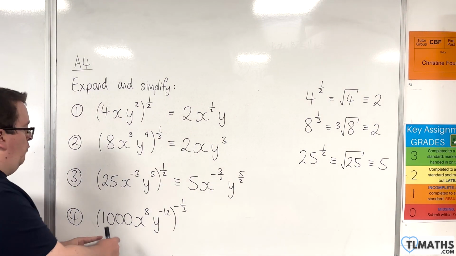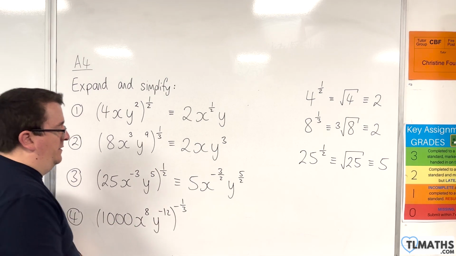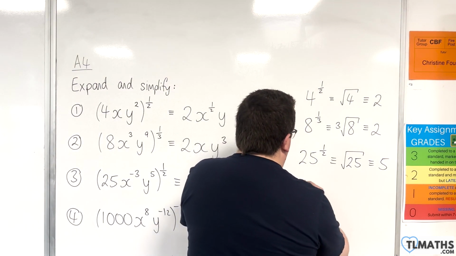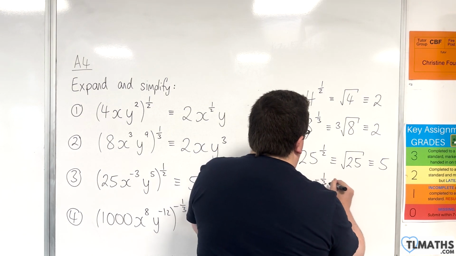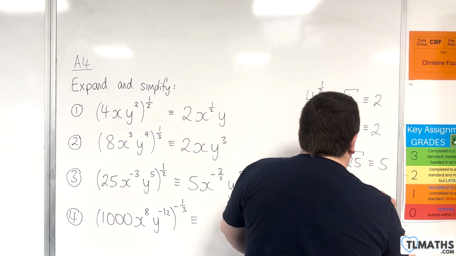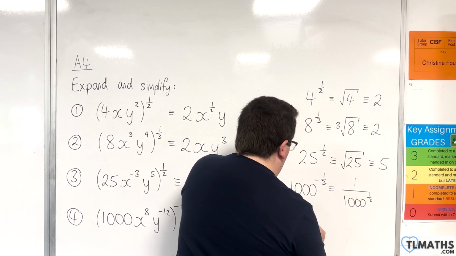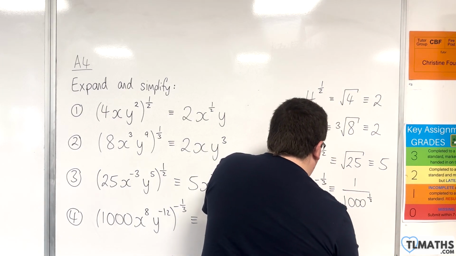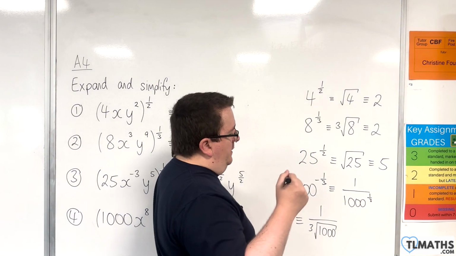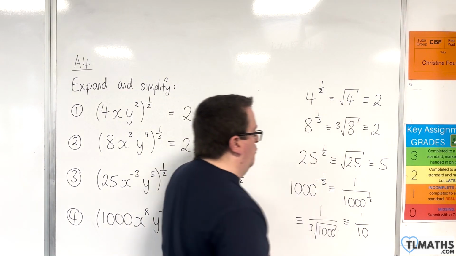And the last one, we have 1000 x to the 8 y to the minus 12, all to the power of minus 1/3. So first of all, what is 1000 to the power of minus 1/3? Now remember, that minus sign means 1 over. And so we have 1 over 1000 to the power of 1/3. Now the third means the cube root. So the cube root of 1000 is 10. 10 times 10 times 10 is 1000. So actually we have 1 over 10.